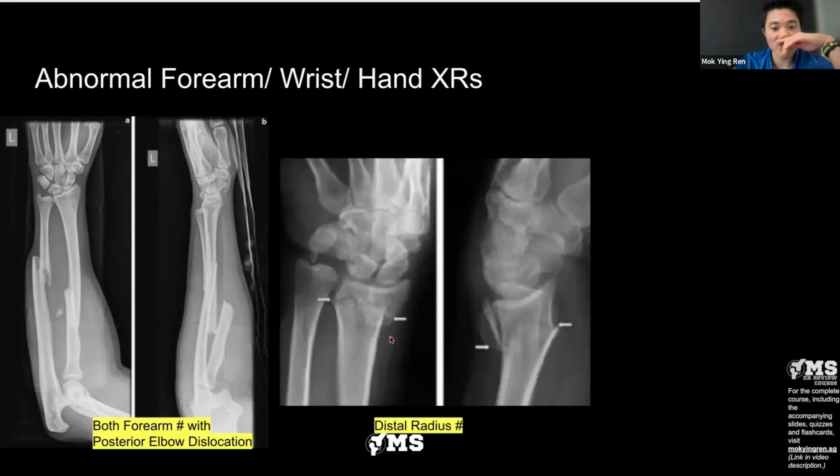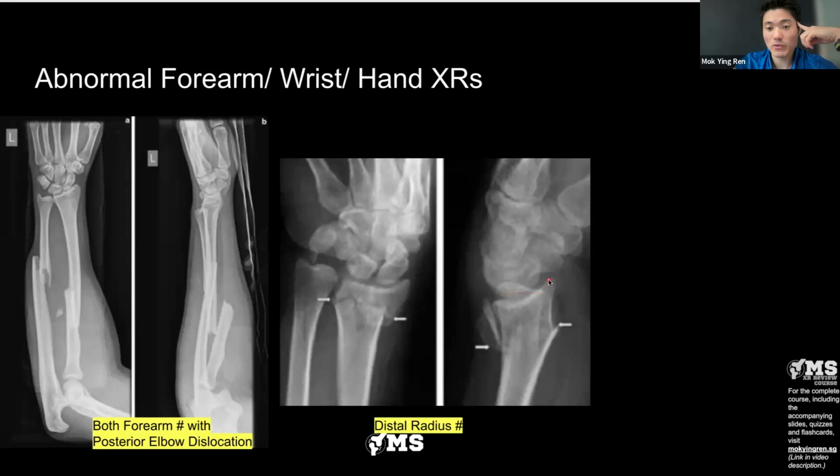This is a distal radius fracture. Now take note of a few things. Number one, you can see it's an extra-articular comminuted fracture, multiple pieces. We can see the radial inclination is now lost. It's supposed to be 22 degrees, but now it is horizontal. The radial height, which was supposed to be 11 mm, is now less than 3 mm, for example.